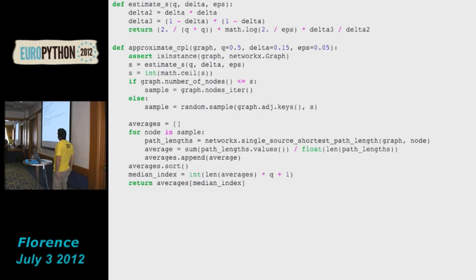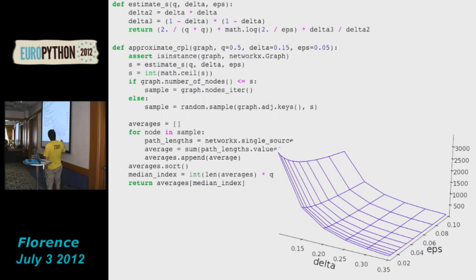So here I wrote the code, which is basically unreadable, I think. But anyway, this function here estimates the S value, okay? Here we take a random subset. Well, if the graph is already small, then it doesn't take a sample. Here it computes the values we are interested in for the nodes in the sample, and then makes the averages for each node, because we are doing the single source shortest path Dijkstra. So we make the average of all the distances of the nodes, and then we take the median of the averages array. So that works.